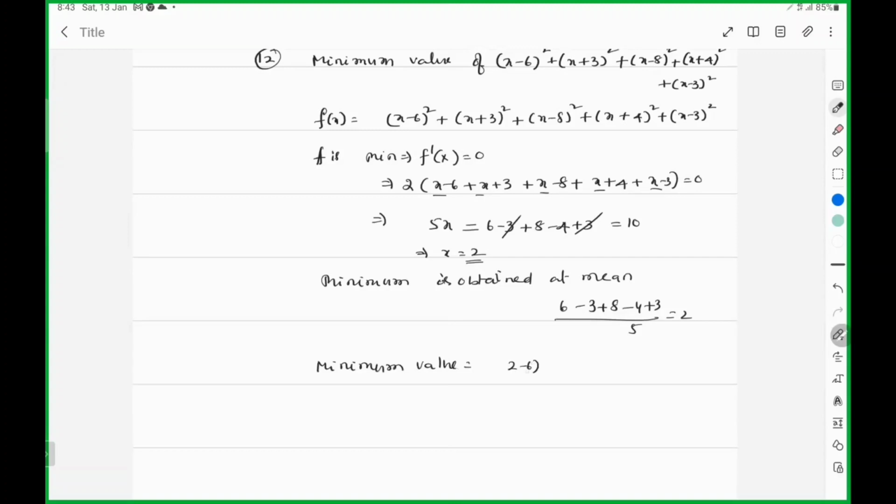2 minus 6 whole square, 2 minus 3 whole square, 4 square, 36 plus 36 plus 72 plus 26, 16 plus 98, which is 114.